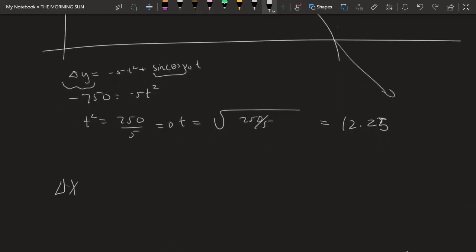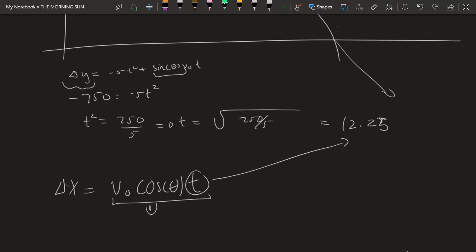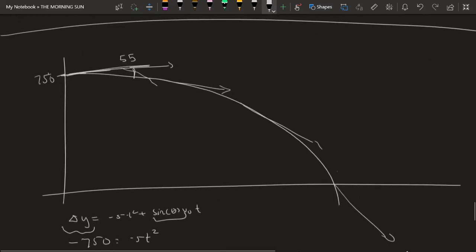Great. So they want us to find delta x, and delta x is equal to v0 cosine theta multiplied by t. Also, we derived this in the projectile motion video. Now we found the time, and the time is 12.25. So all we have to do is literally put down the numbers. So v0 is 55, cosine 0 is just 1, and the time is 12.25. Our answer should be 673.75 meters.